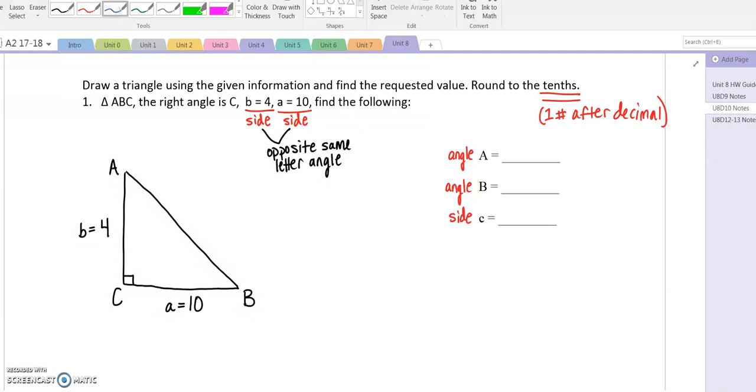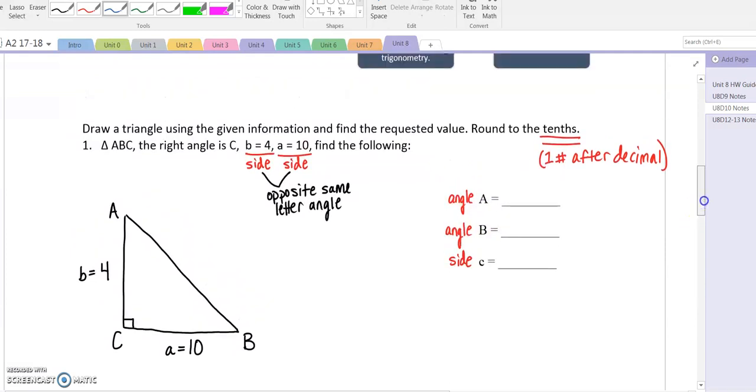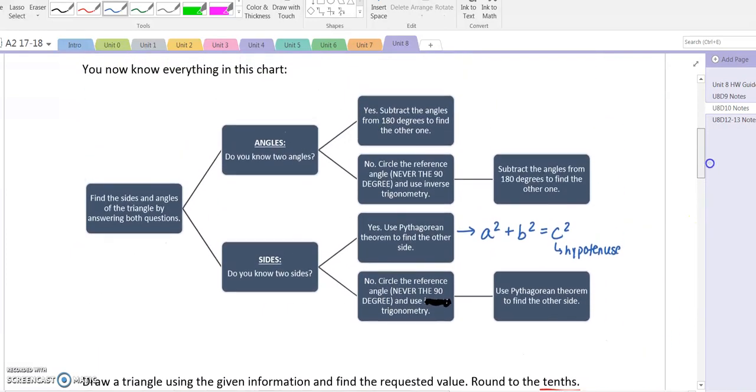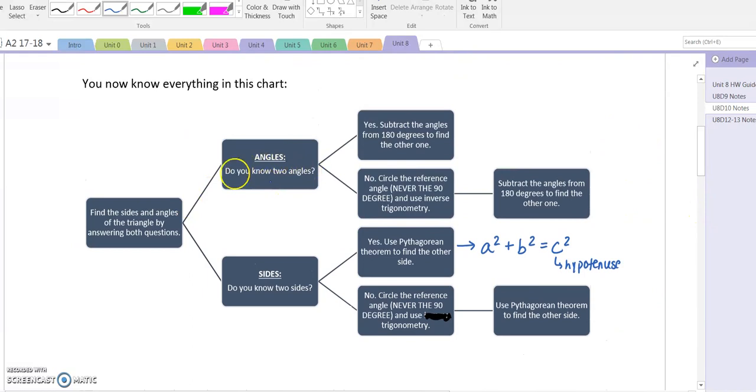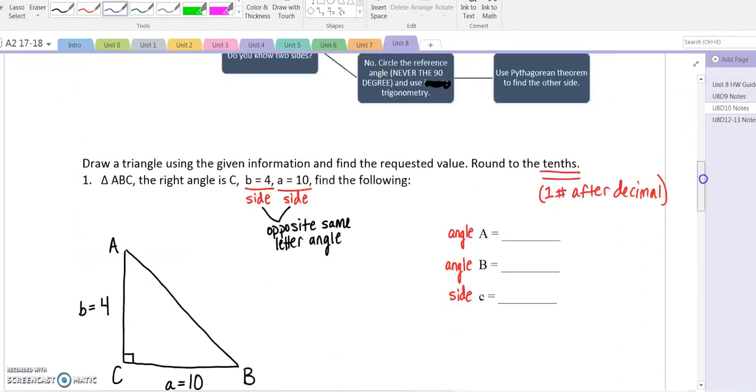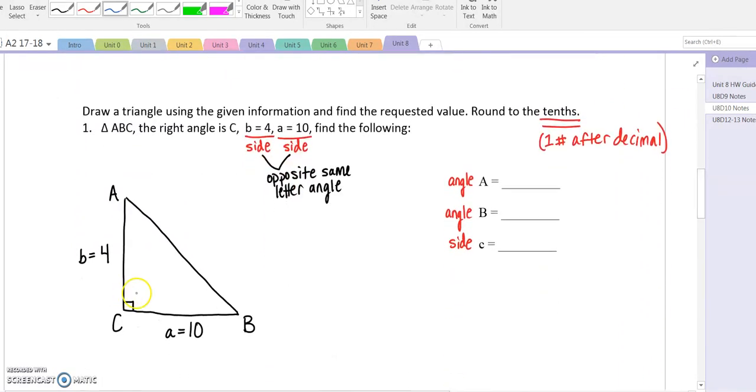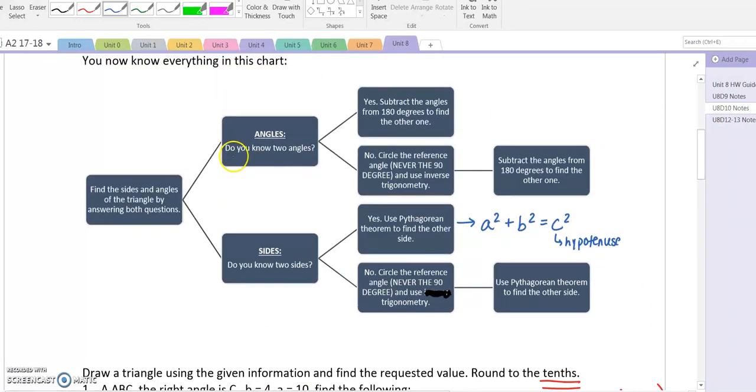Okay, so we are going to start by solving for angle A, since that's the first thing here. Now I'm going to look back up at my flowchart, just in case I forgot. Okay, we're doing an angle first. It says, do you know two angles? So let me look back at this. It looks like I only know this one angle, which is my right angle, and that's 90 degrees. I don't know the other two. So my answer to this first question, do I know two angles? I would say no. So that means circle the reference angle, never the 90 degree, and then use inverse trig.